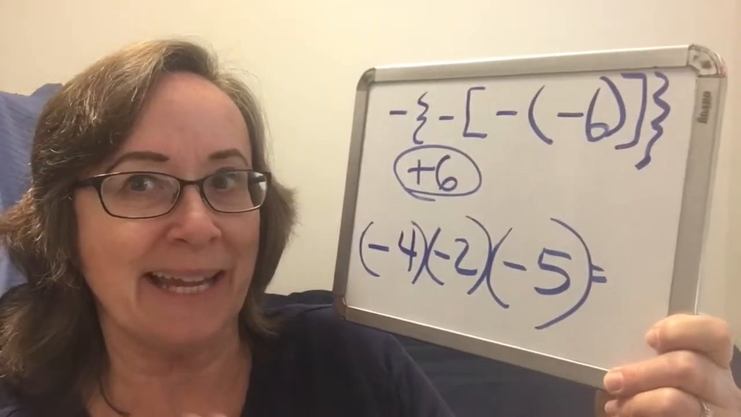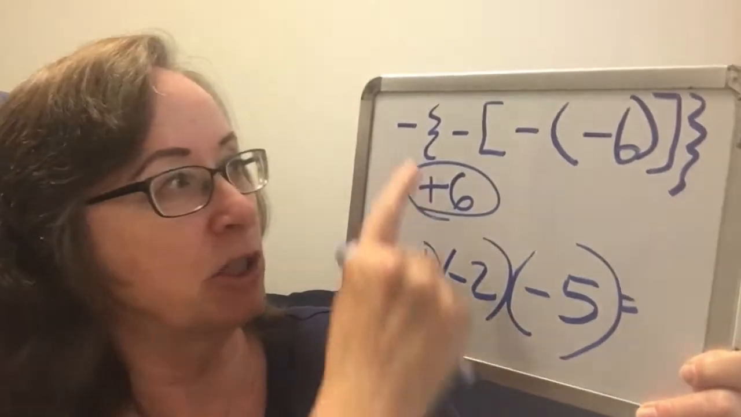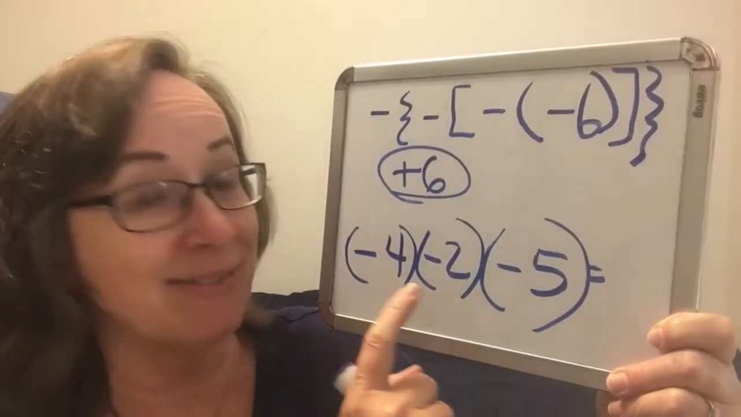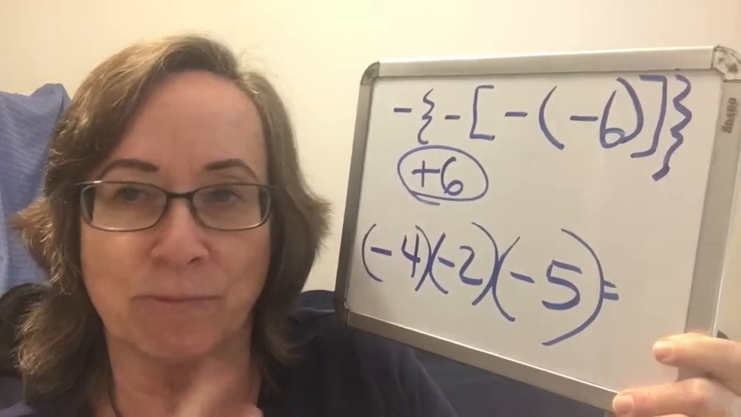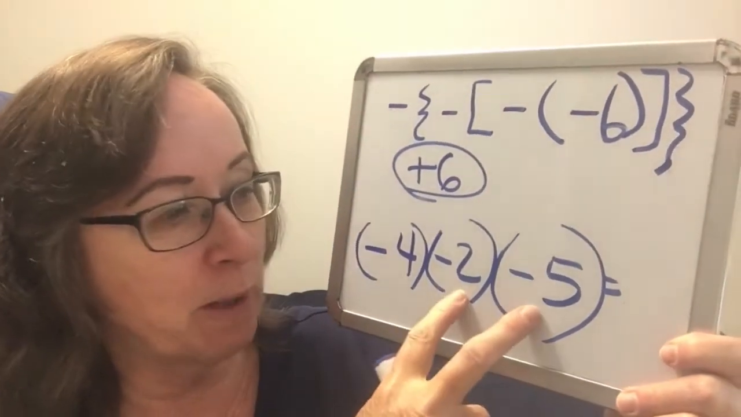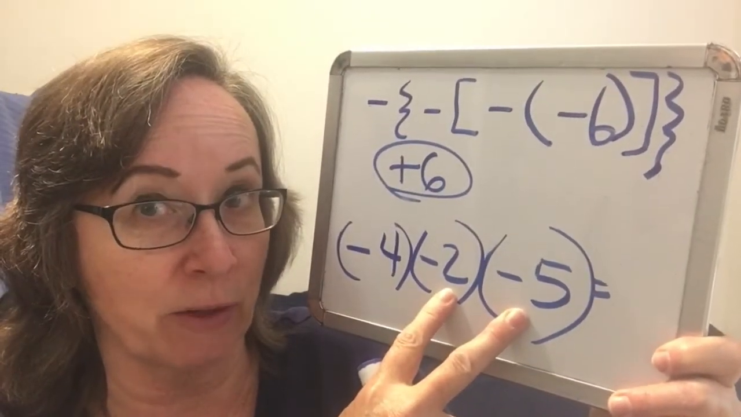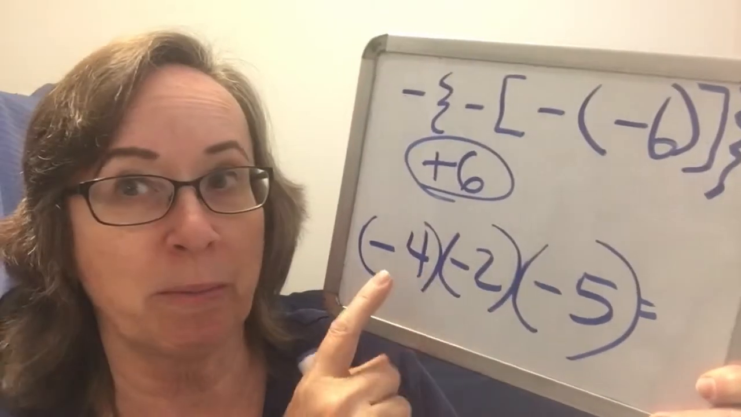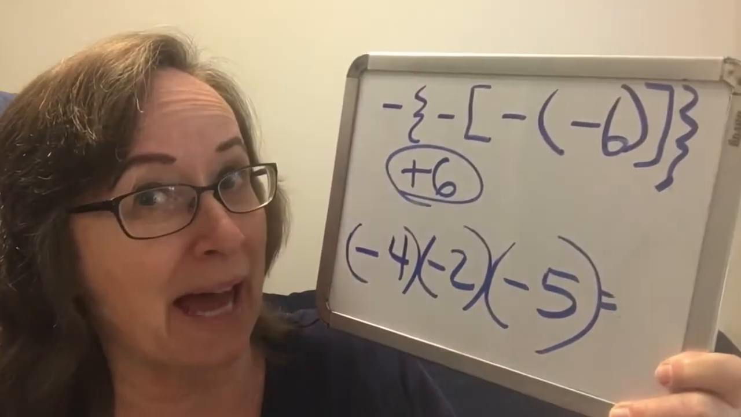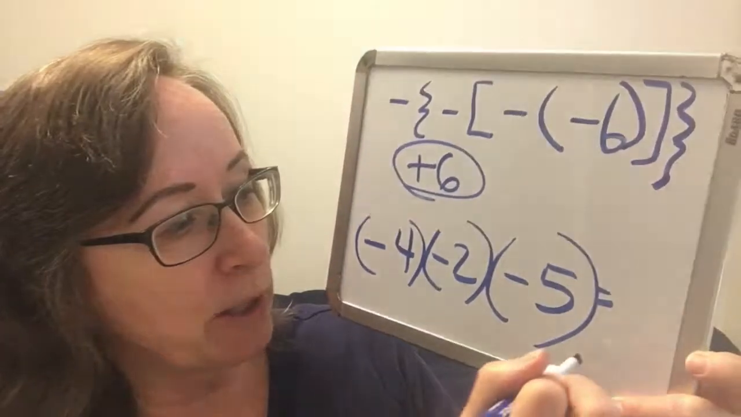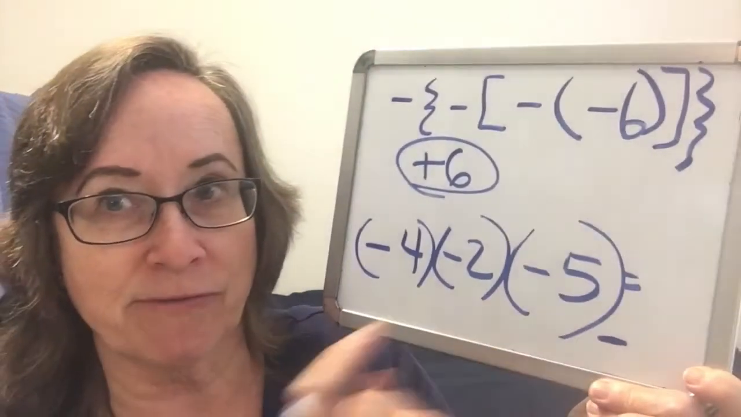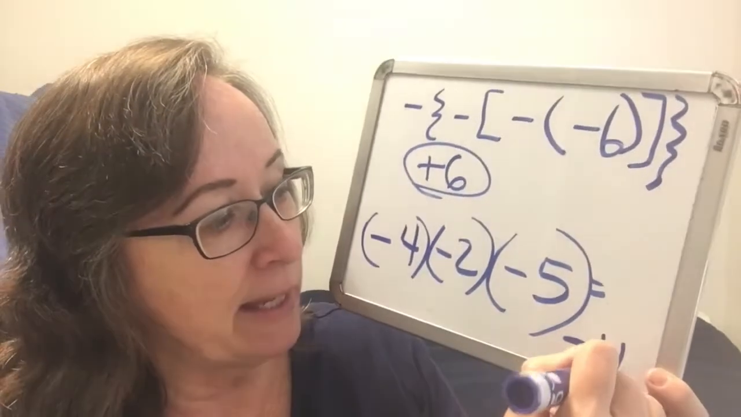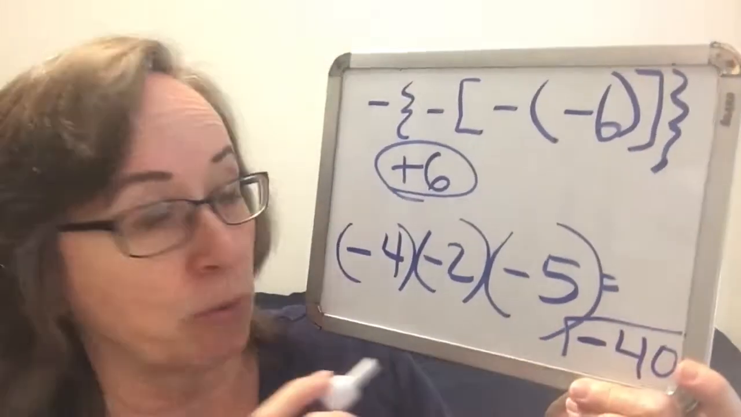Okay. Now, on this one, we don't just have a stack of negatives. We have negative numbers multiplied together. But the same rule applies. When we multiply 2 negative numbers together, we get a positive. But when we multiply a third one, we're going to go back to a negative. So we're going to get a negative answer, and we have an 8 times a 5, which is a 40. So the answer should be negative 40.